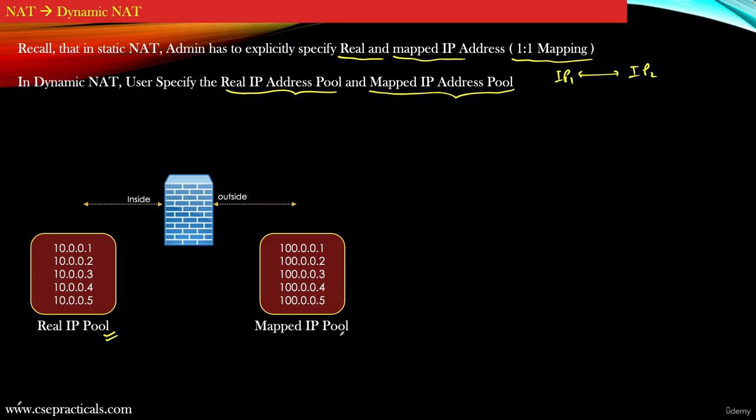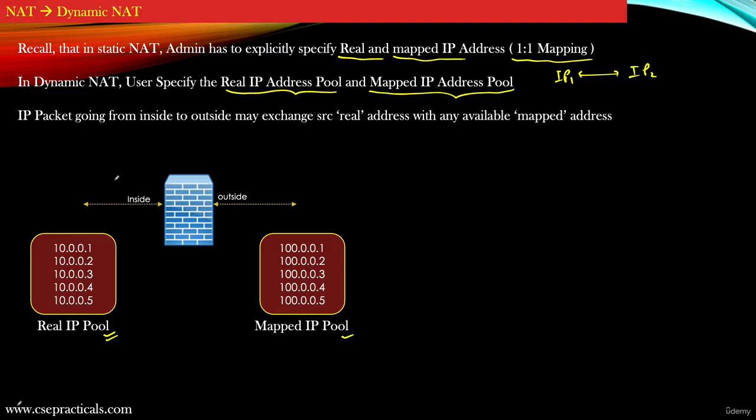And then the user has to configure the mapped IP address pool. It is a set of IP addresses which the organization has purchased from its internet service provider. And this set contains all the public IP addresses which the organization has purchased, right? So there are two sets. The number of elements in the two sets need not be the same. They can be different.